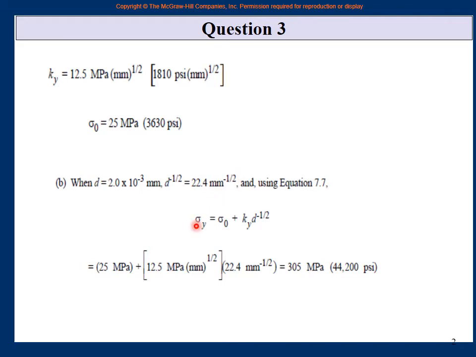So again, Hall-Petch: sigma y is equal to sigma naught plus ky D raised to minus half. Now you put the values. Sigma naught is 25, so put 25. Ky is 12.5, so put 12.5, and this value. As I said earlier, if you are directly using megapascal and millimeter to the half, that was the equation we found last time. So this is in megapascal, this is in megapascal root millimeter, and this is in millimeter. So you get 305 megapascal as the final answer.